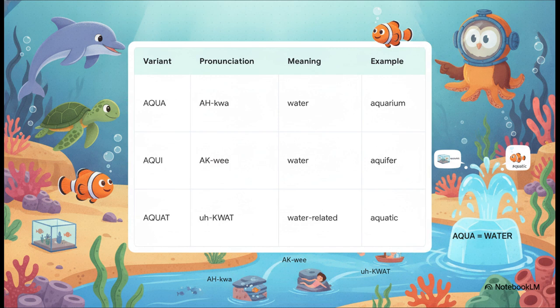First, we have the classic AQUA, pronounced aqua, meaning water, like in aquarium. But then we also have AQI, which still means water, found in words like aquifer. And we've got AQA, meaning water-related, as in aquatic. Now, I really want to emphasize this point. No matter what the suffix is or how the pronunciation changes, the core meaning is absolutely identical every single time. It always anchors firmly back to water.